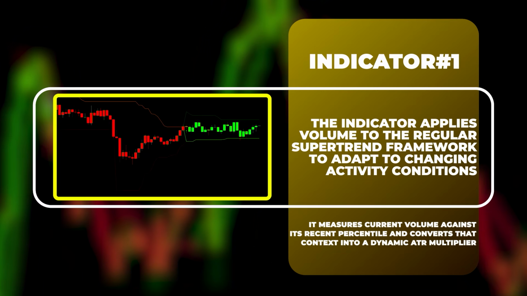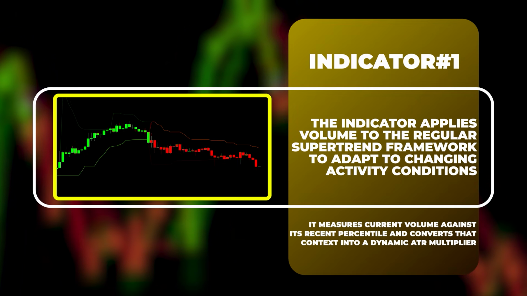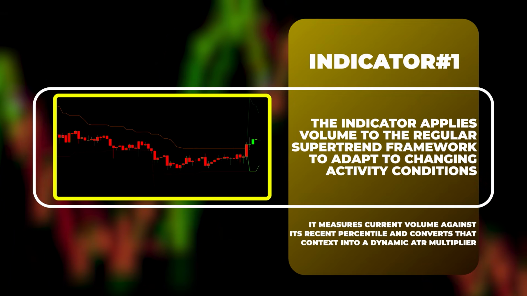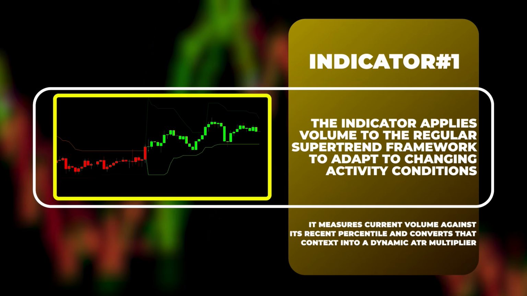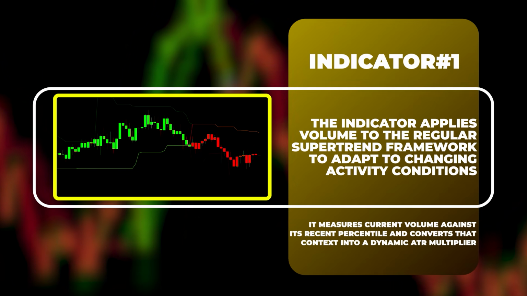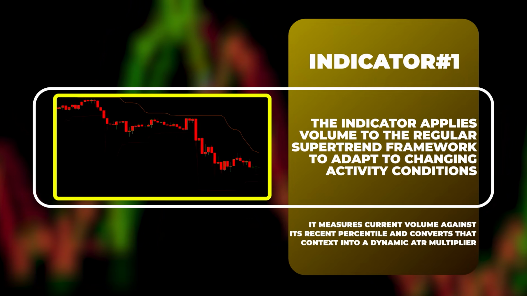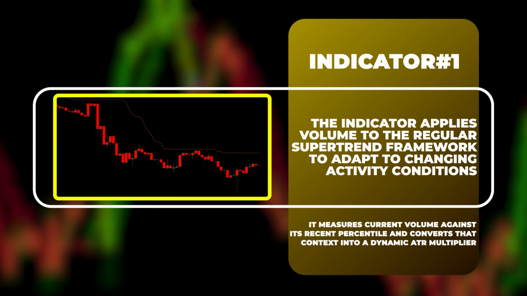The indicator calculates a standard SuperTrend framework from an ATR on a volume-weighted price source, measuring current volume against its recent percentile and converting that context into a dynamic ATR multiplier. As a result, traders receive fewer whipsaws when activity surges and faster reactions when the tape is quiet.